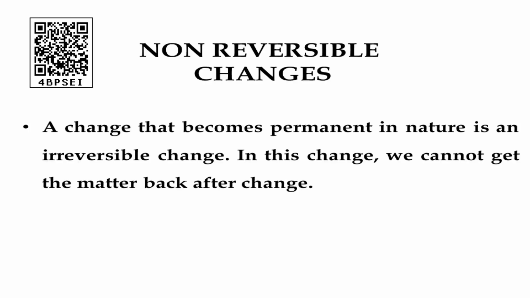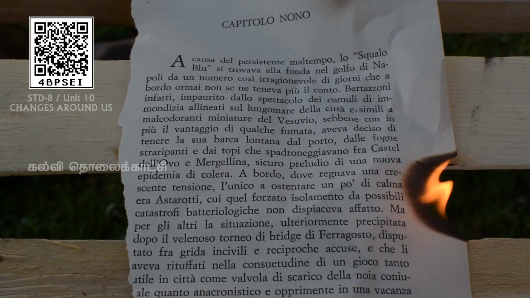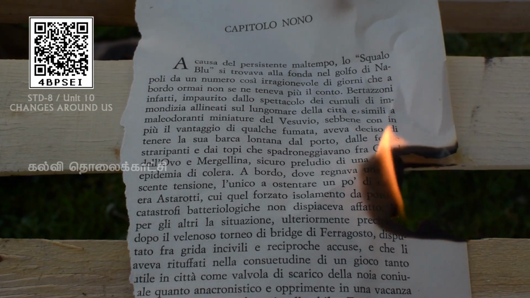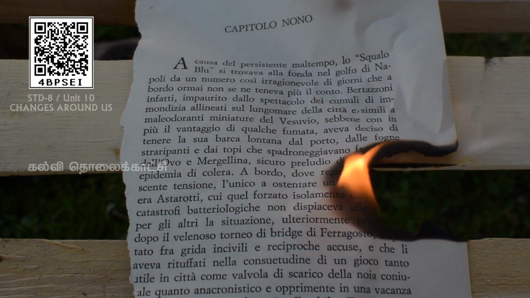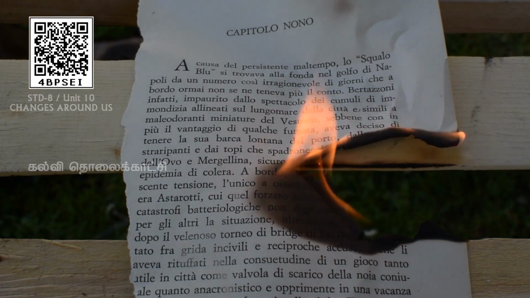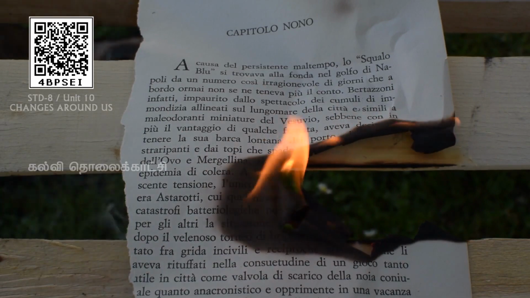Next are irreversible changes. A change that becomes permanent in nature is an irreversible change. In this, we cannot get the matter back after the change. For example, when we burn paper, it turns to ash and cannot be turned back to paper again. Therefore, irreversible change is a permanent change.